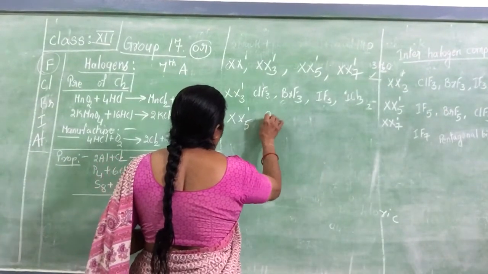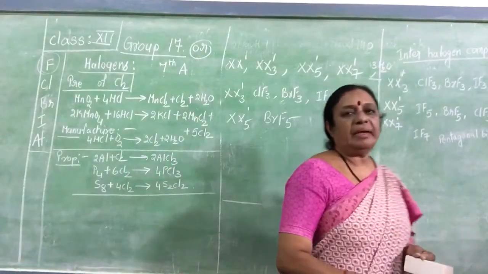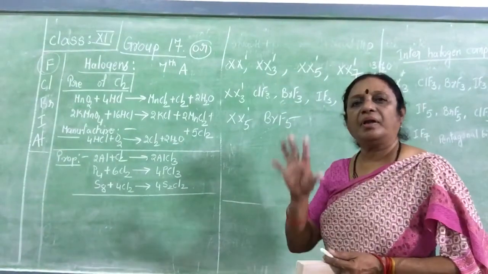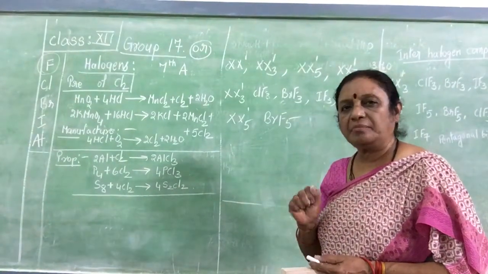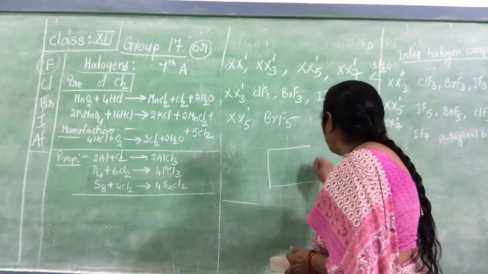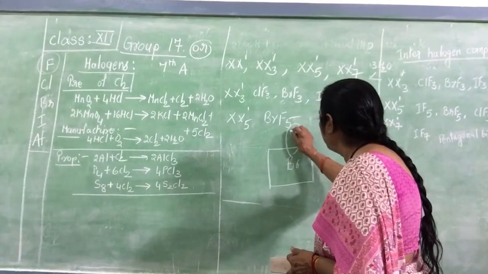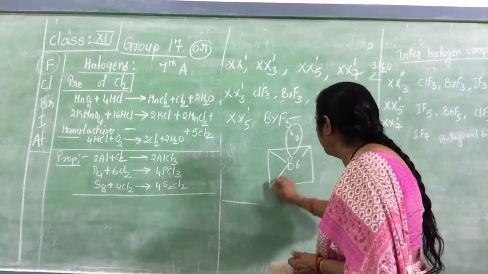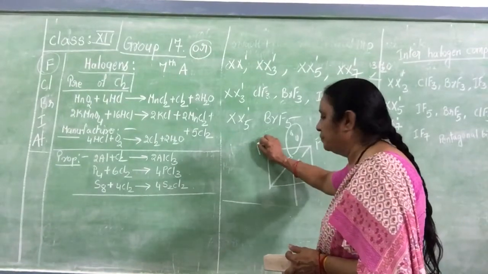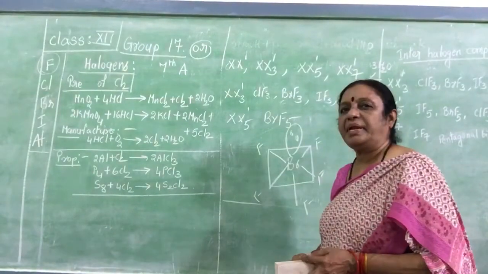Now next, XX'5. Here BrF5. Again, children, the structure. Br is having 7 electrons. Out of the 7 electrons, 5 are given to the 5 fluorine atoms. 2 lone pairs of electrons are there. It is square pyramidal. It is called square pyramidal.